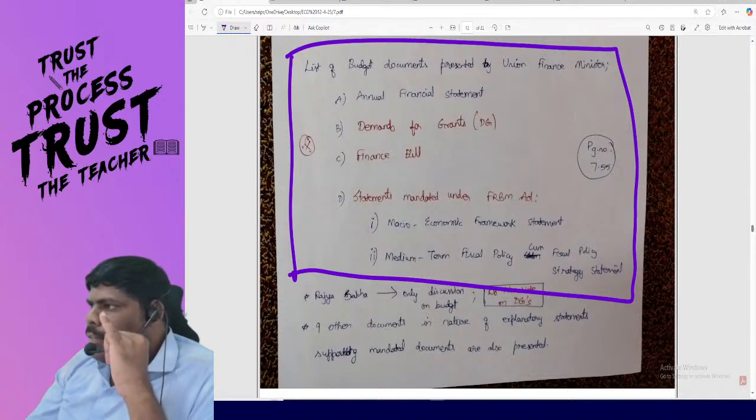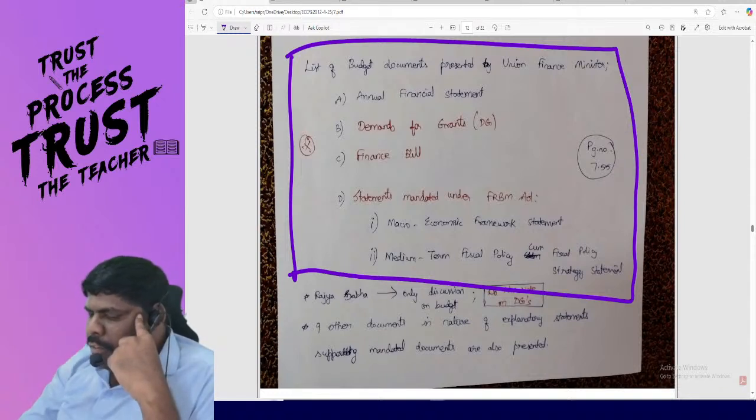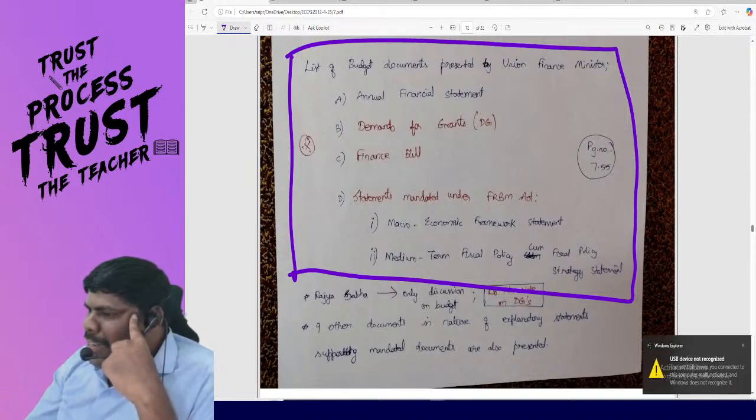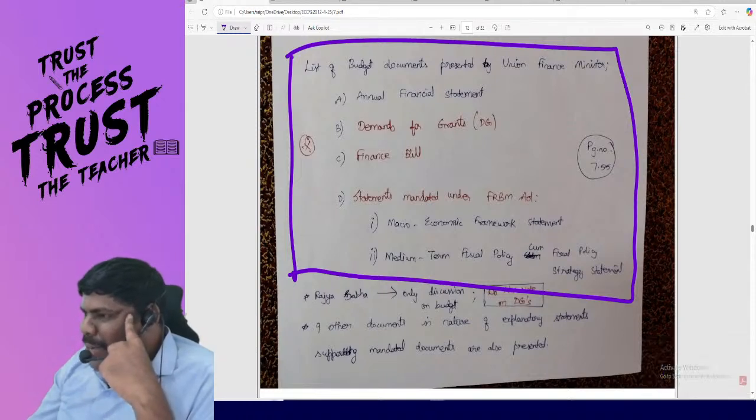Contingent fund, consolidated fund, public account, all those are dealing with expenses. This one is totally with reference to economics. Our paper is economics, not income tax. Correct? So our core area is where? That's why they are testing you on this.